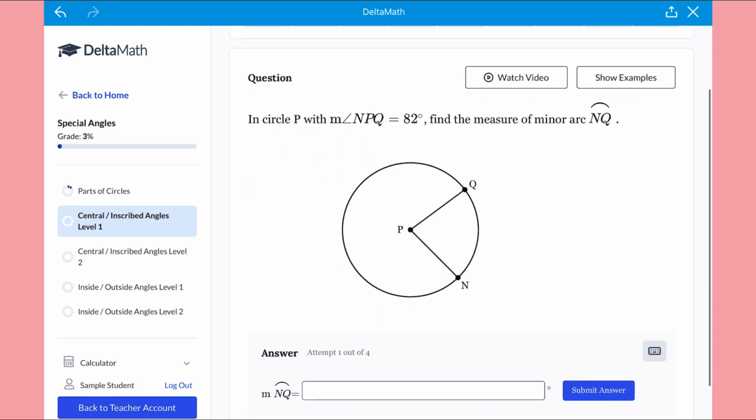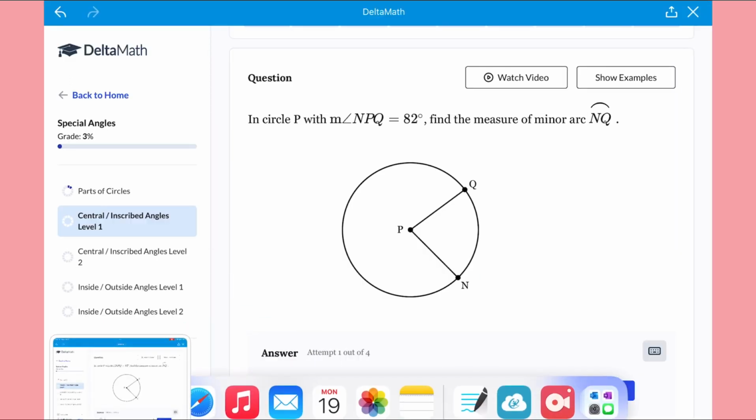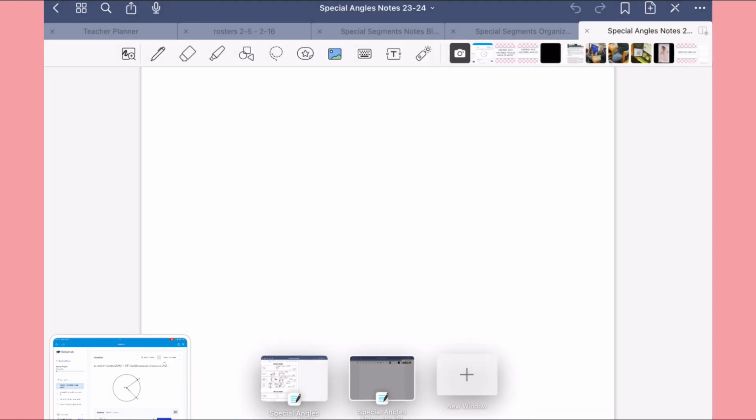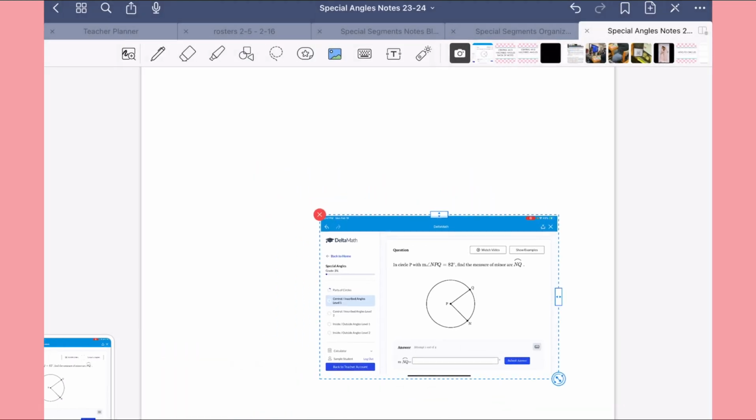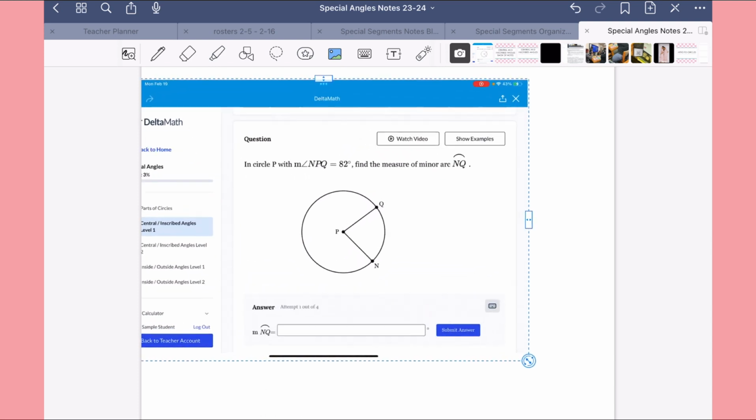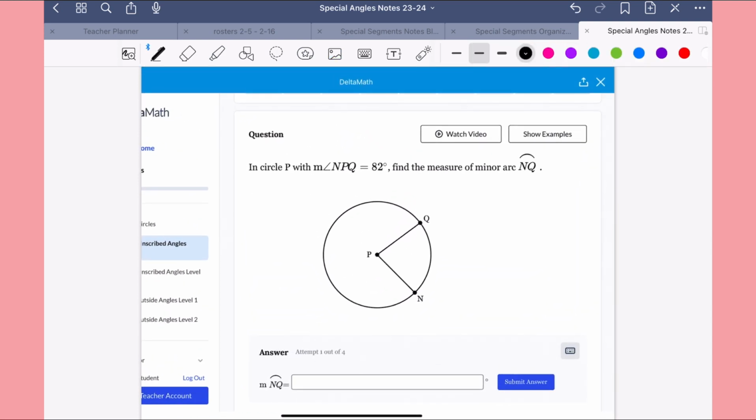All right. So here's a question. It says in circle P, the measure of angle NPQ is 82 degrees. Find the measure of minor arc NQ. So my angle is NPQ. I'm going to screenshot it really quick, so I can draw on it. Okay. All right, so it says NPQ is 82.